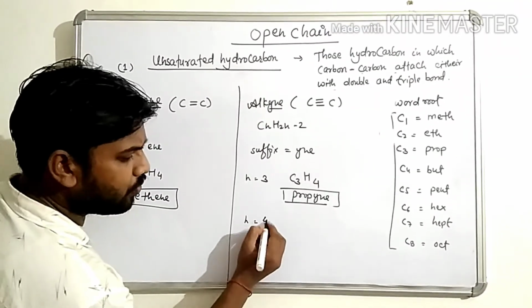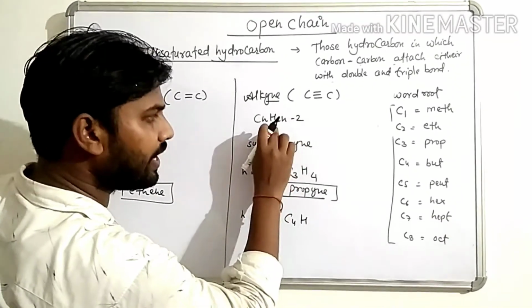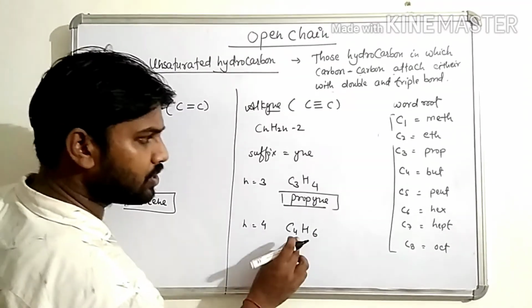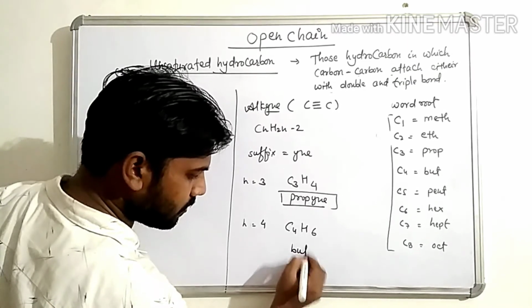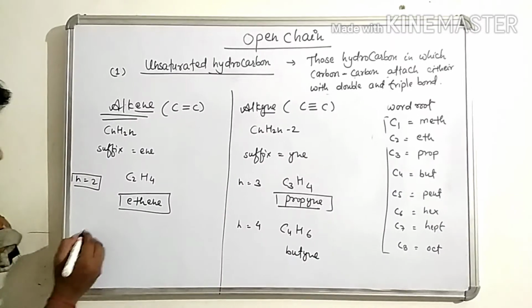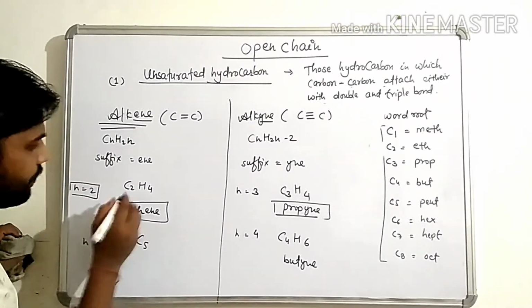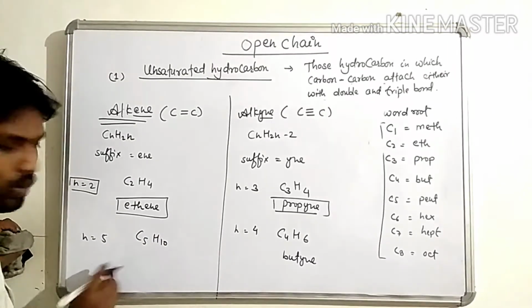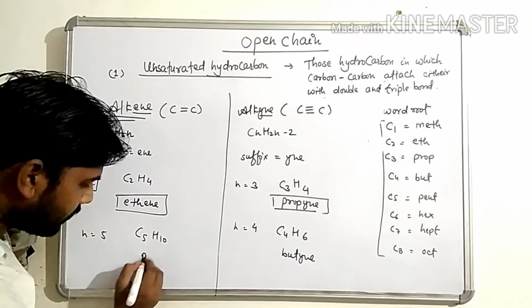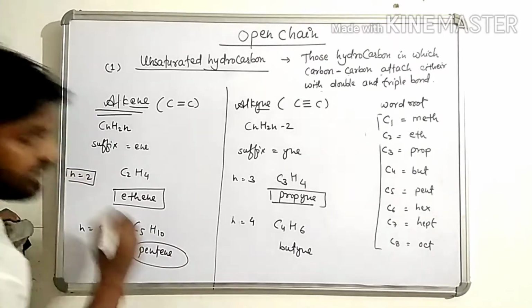Suppose if n is equal to 4, we will get C4H, 4 times 2 is 8, 8 minus 2 is 6. Now the name of this compound will be C4 but, our suffix is ine, butyne. Suppose n is equal to 5, we get C5H10. The name of this compound will be C5 pent and suffix is ene. Clear, children?